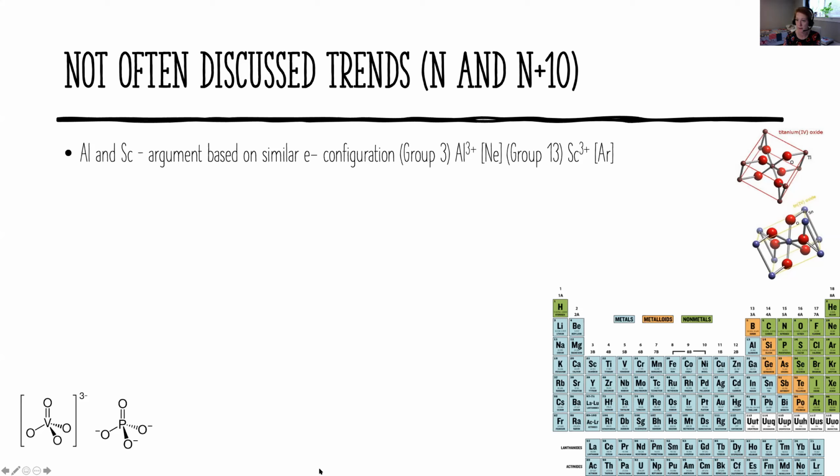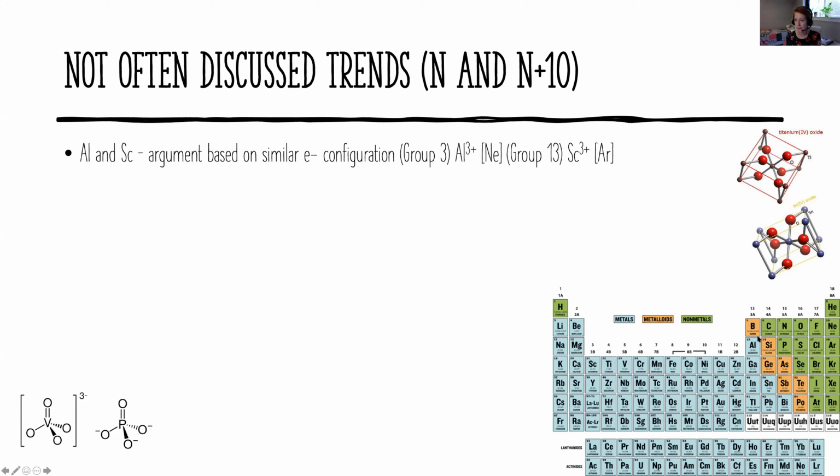So if you've ever looked at a periodic table, what you see is 3B and 3A, and 4B and 4A, and 5B and 5A, or 5 and 15, 4 and 14, 3 and 13. Usually we don't really talk about these trends, but what is true is that there's often similarities in chemical reactivity between group N and group N plus 10 in one or more cases.